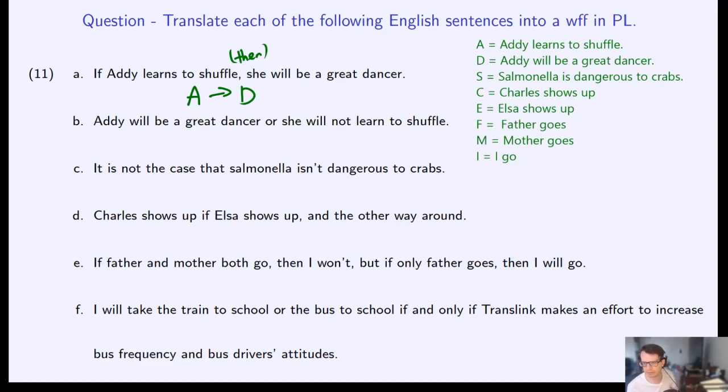B, Addie will be a great dancer, or she will not learn to shuffle. So the connective here is or. So Addie will be a great dancer. So here I've defined this as D. Or is the or connective, or she will not learn to shuffle. So here we have another connective, not. So shuffle in my case is A, it might be S to you, but then we put not. So for me, this is D or not A. To you, this might be D or not S.